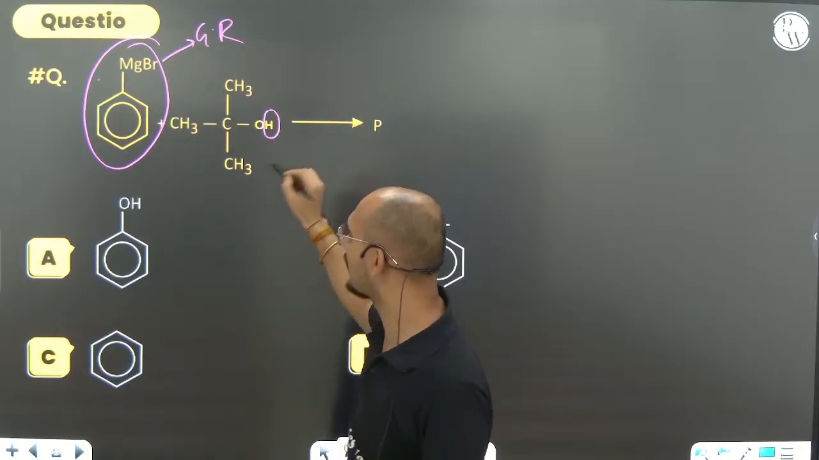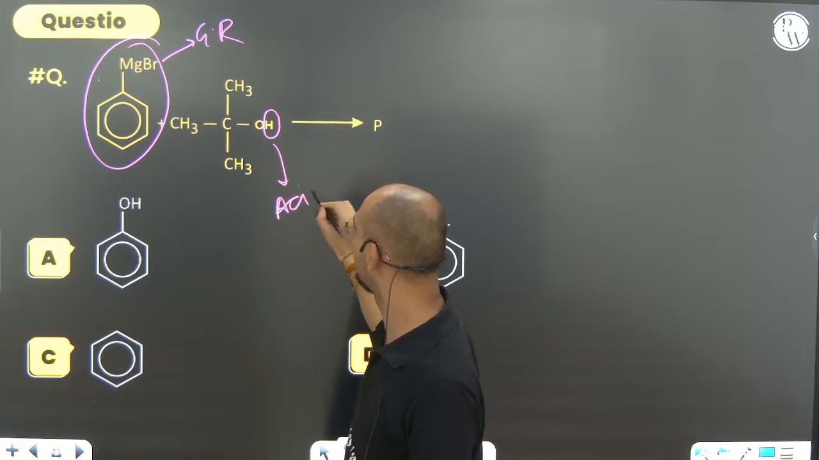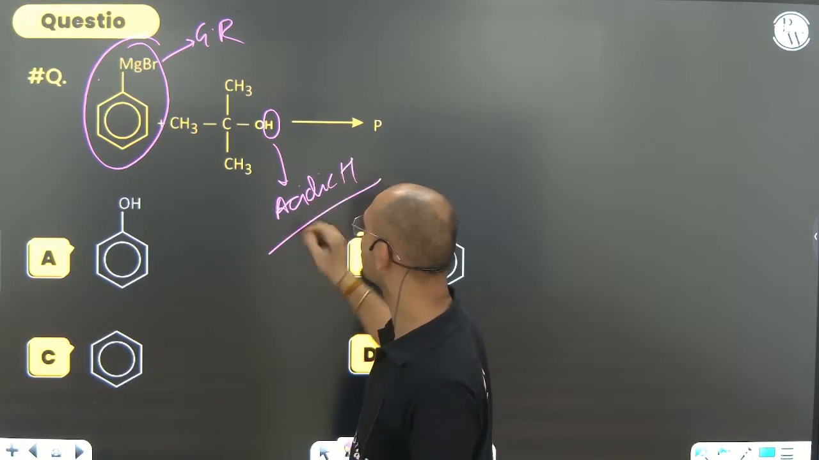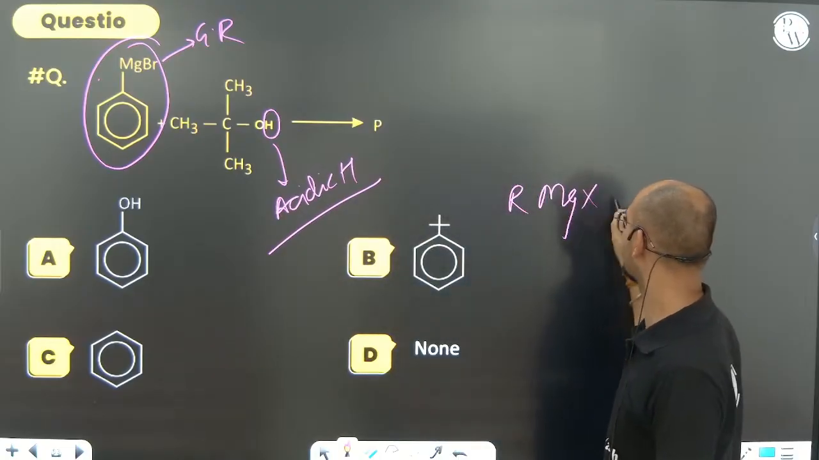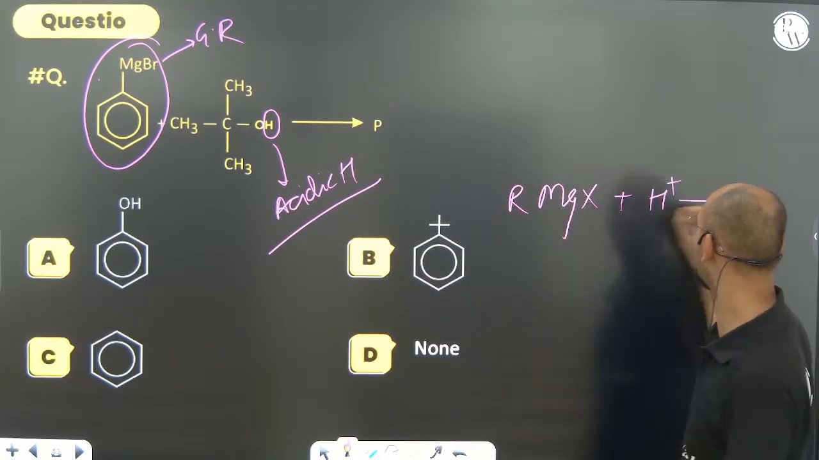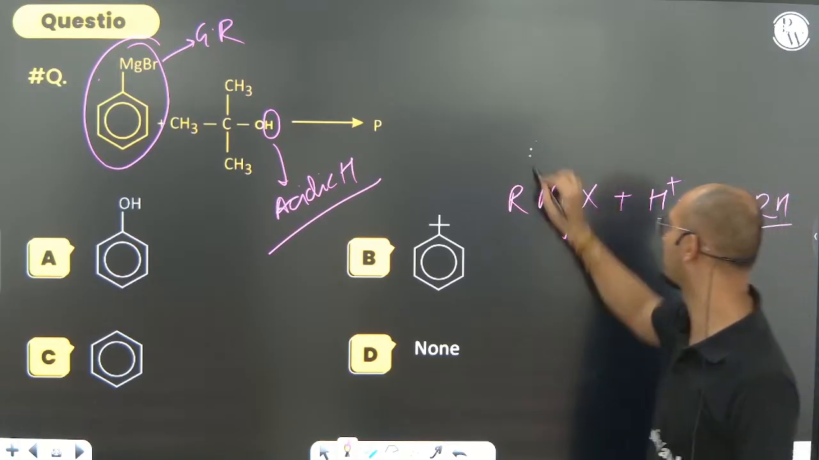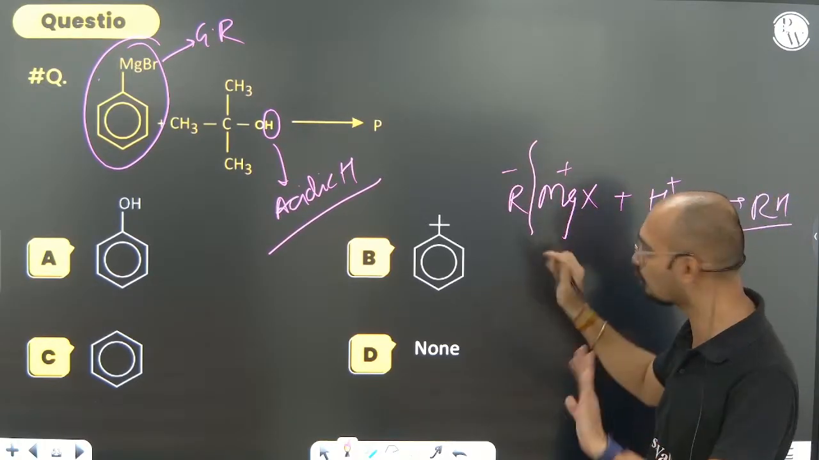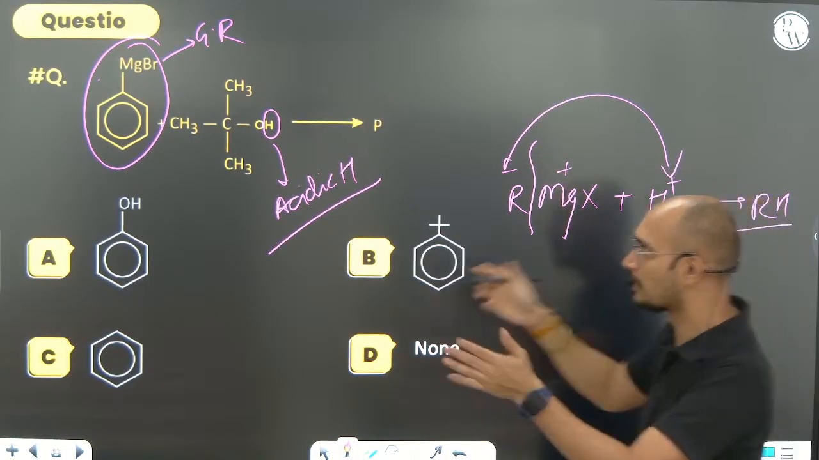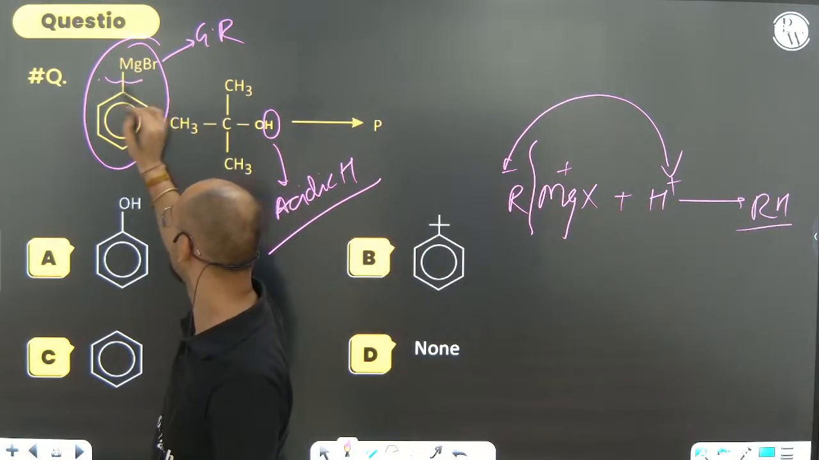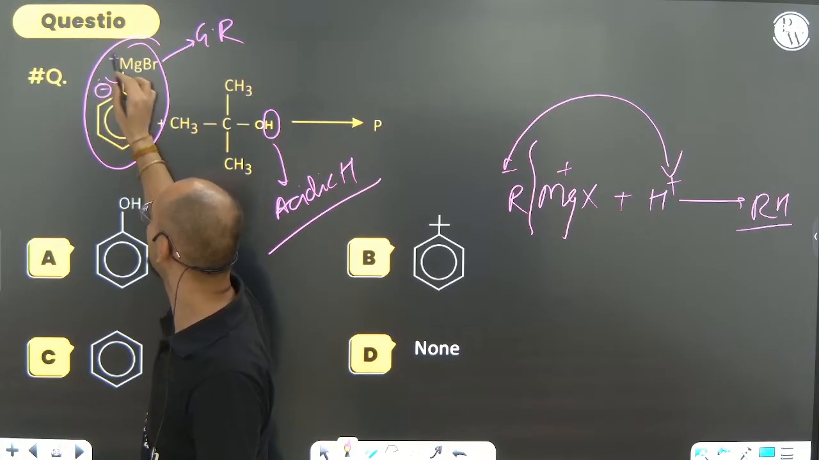Is there any acidic hydrogen? Yes, there is acidic hydrogen. What I told you: whenever there is RMgX plus acidic hydrogen, it will convert into RH, because it breaks into R minus and MgX plus. Yes or no? So here it will be something like that. R minus plus H plus, join them and make RH. Can you do the same here? It will be minus, MgBr plus.